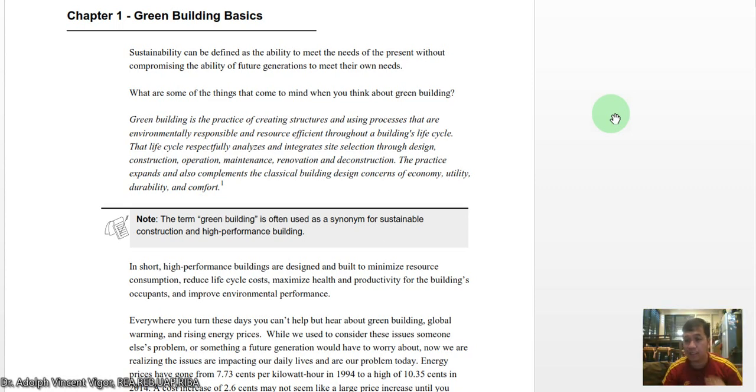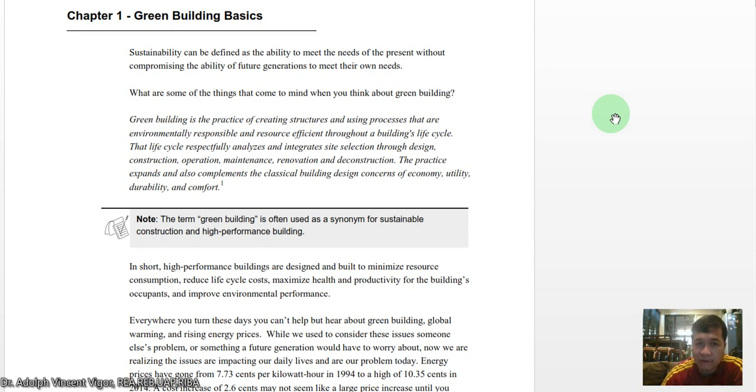I think you already discussed most of the topic which is covered in Planning 1. So let's talk about green building basics already. When you say green building basics, it talks about sustainability. Sustainability can be defined as the ability to meet the needs of the present without compromising the ability of future generations to meet their own needs.